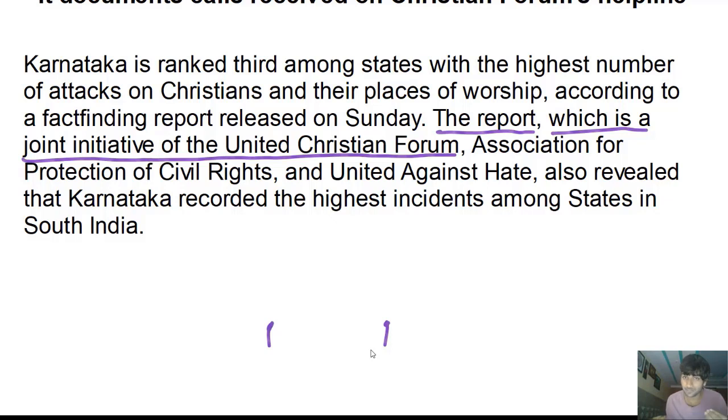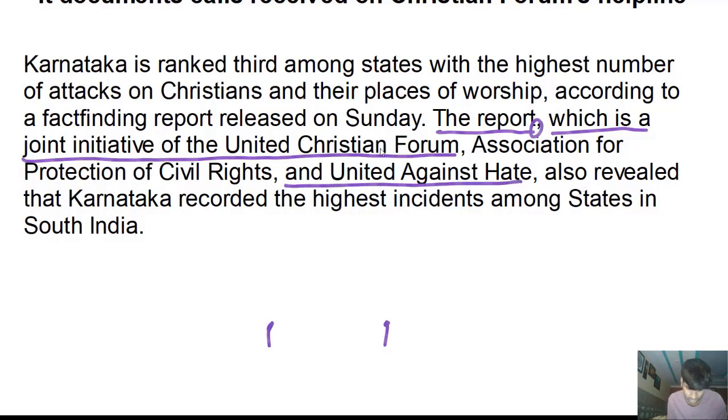So the report, we already know which report it is. Now I'm going to give some information about it. Since the noun is already identified, I'll have to use commas to offset that piece of information. So the report, comma, see we have a comma here, which is a joint initiative of the United Christian Forum. Talking about the report, all right, adjective clause, dependent clause working as an adjective, hence we'll call it an adjective clause. The report, which is a joint initiative of whom? The United Christian Forum, which is an association for protection of civil rights and united against hate.